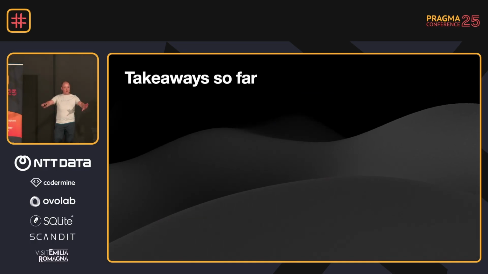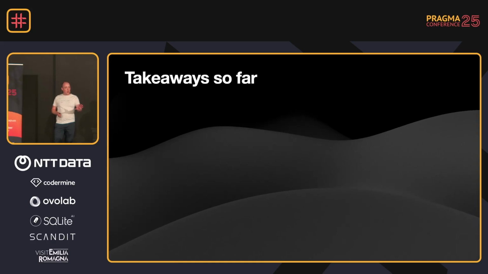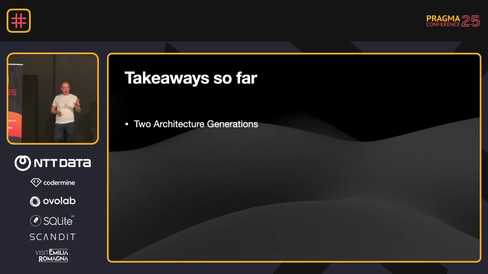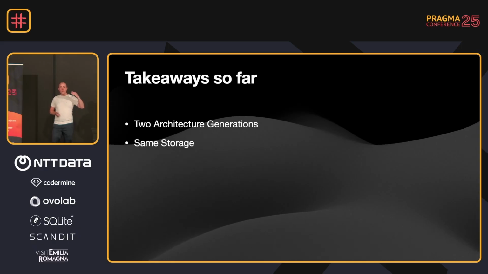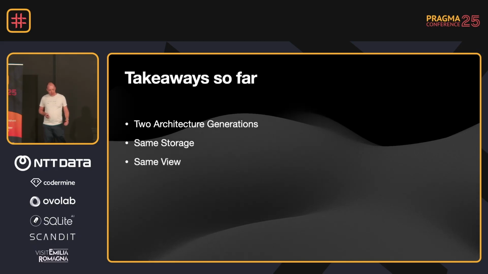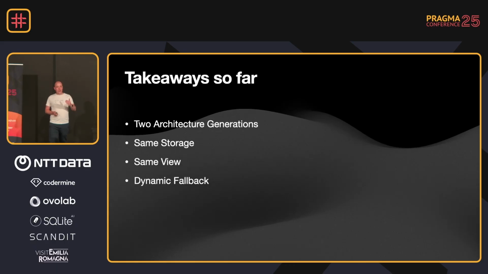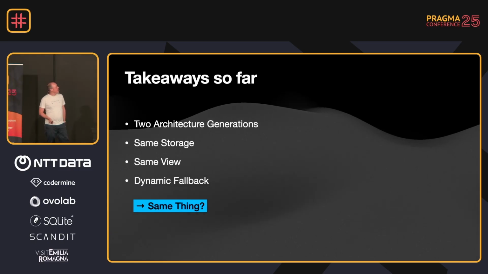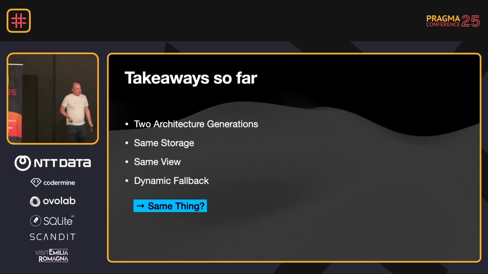So let's take a brief pause. The takeaways so far. What I want you to remember from this part of the presentation is 4 things. We have 2 architecture generations, right? We have the 1 and the 2. They both use the same storage. They both use the same view. And there is a dynamic fallback between the 2 architecture generations, right? So you might ask, what's the difference? Isn't this the same thing? And I shall forgive you.